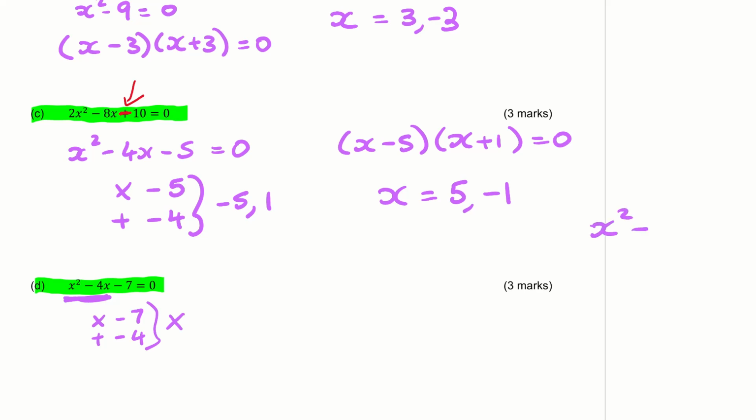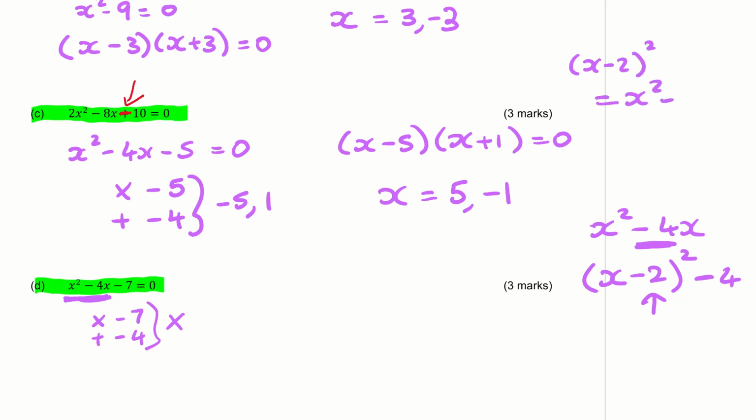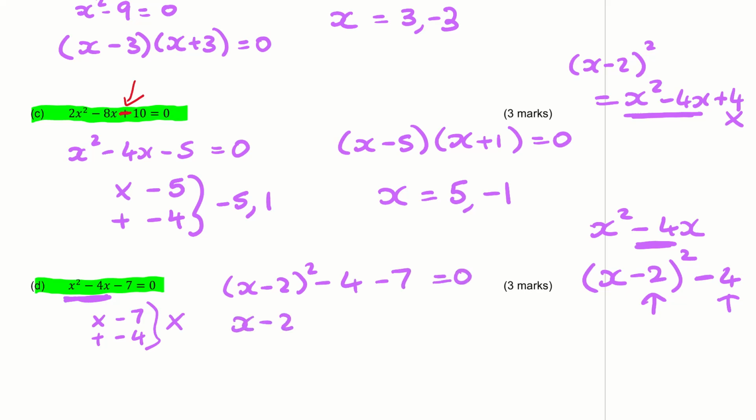So we've got x squared minus 4x. We want to complete the square on that. So we have x, and then half of this coefficient, and then we take away 2 squared. The reason that works is that x minus 2 squared, if you expand, is x squared minus 4x plus 4. We want the x squared minus 4x and not the 4, so we take it off. So this becomes x minus 2 squared, take away 4, take away 7 equals 0. So that's x minus 2 squared, take away 11 equals 0.